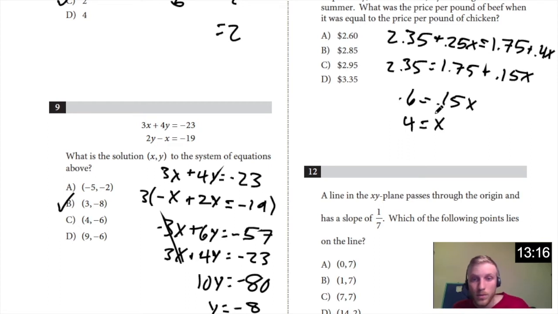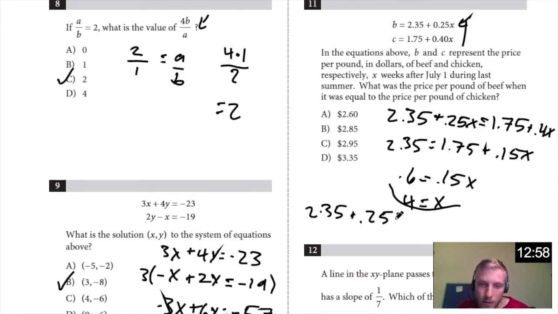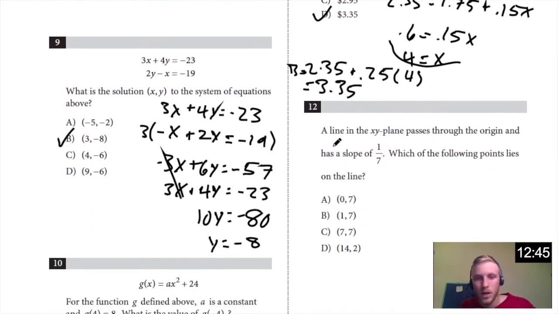All right, so again, that's not our final answer, though. We're going to need to substitute that into our equation for the price of beef. Okay, so 2.35 plus, I'm sorry if this is getting a little bit messy, 2.35 plus 0.25 times 4. This is just equal to 1, so 1 plus 2.35, B is equal to 3.35. Good, that's one of our answers. Answer D. Let's move along.